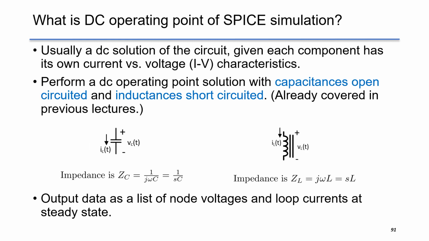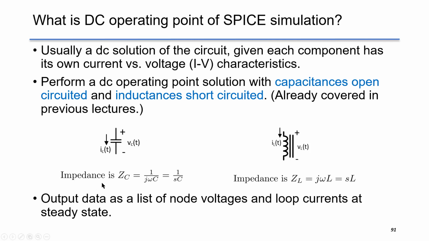So what is DC operating point of a SPICE simulation? Usually, it is a DC solution of a circuit. This circuit consists of different components which have their own current versus voltage, also known as IV characteristics. When we perform a DC operating point solution, for example, the capacitor will be open and the inductor will be short. Why? The reason has been discussed in previous lectures, so let's just briefly discuss here.